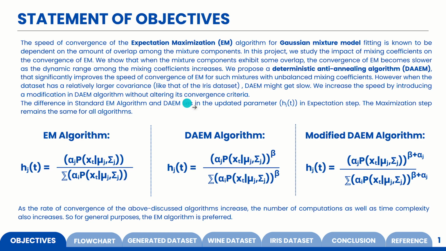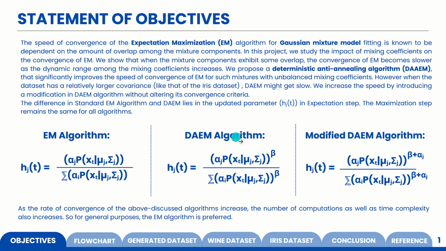So here we have three algorithms: this is our standard one, and these two are our modified ones. Our maximization step remains the same. The only change is in the expectation term. You can see the standard expectation maximization algorithm: our expectation value is alpha j p of xt given mu j, sigma j, upon the sum of alpha i p of xt given mu i, sigma i.